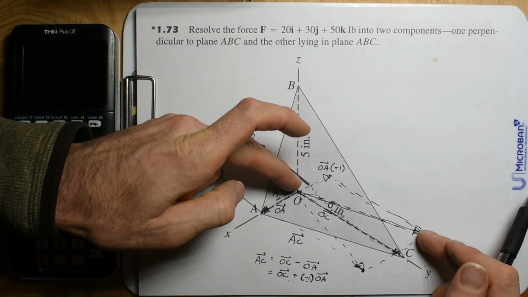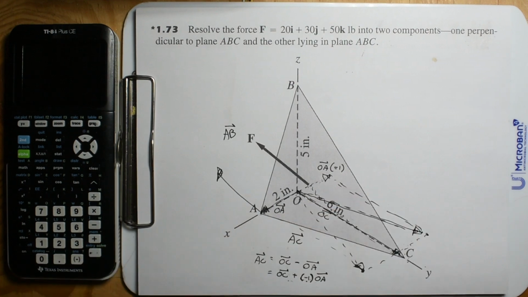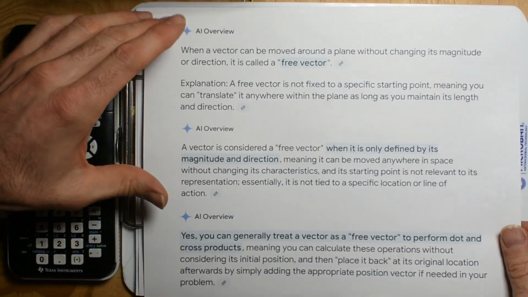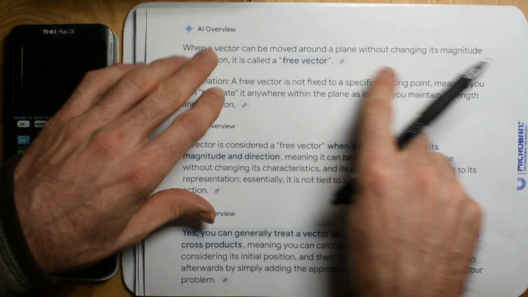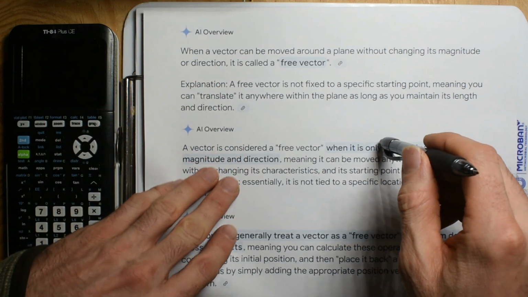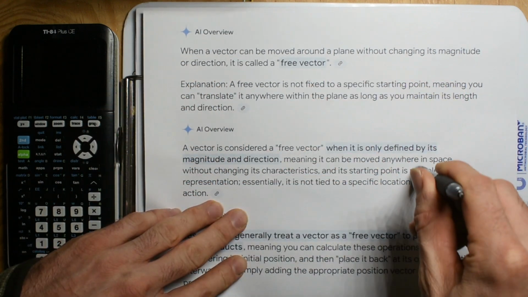So this is what I learned, and check this out. I had to learn this today. AI is amazing. My question was, when can a vector be moved around a plane without changing its magnitude and direction? I was like, what the hell is that called? It's called a free vector. We already explained that for a perpendicular.